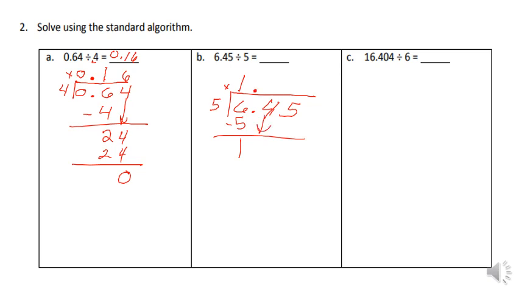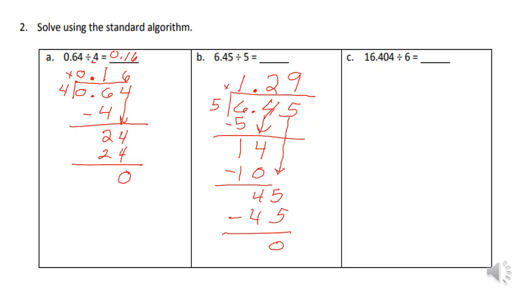We're regrouping because that 1 becomes 10 tenths. Bring down a 4, we got 14 tenths. 5 goes into 14 2 times, because 2 times 5 is 10. We end up with 4 tenths left. Well, we're going to regroup those, make those 40 hundredths, and bring down the 5. We have 45 hundredths. 5 goes into 45 9 times, because 9 times 5 is 45. And we have 0 remainders. So our answer is 1 and 29 hundredths.